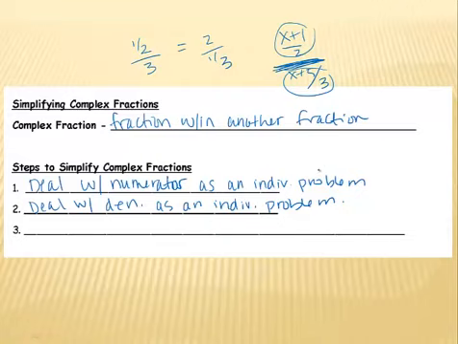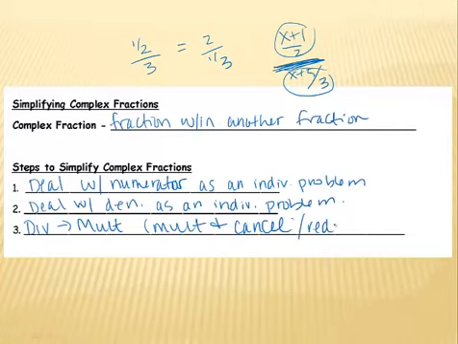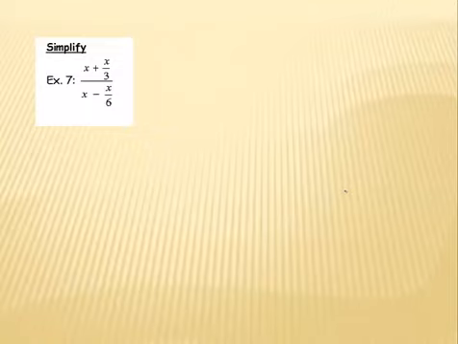So you're going to treat the numerator as a problem in itself. Then you're going to move on to the denominator, treat that as a problem within itself. And then you're going to come back to the original problem and you're going to have a numerator and a denominator. And then you're going to change the division to multiplication, just like we did the last lesson. And then multiply and cancel or reduce. All right, so let's look at that.